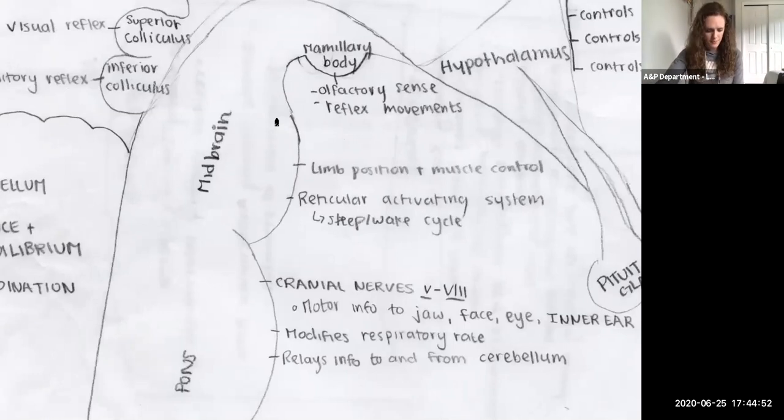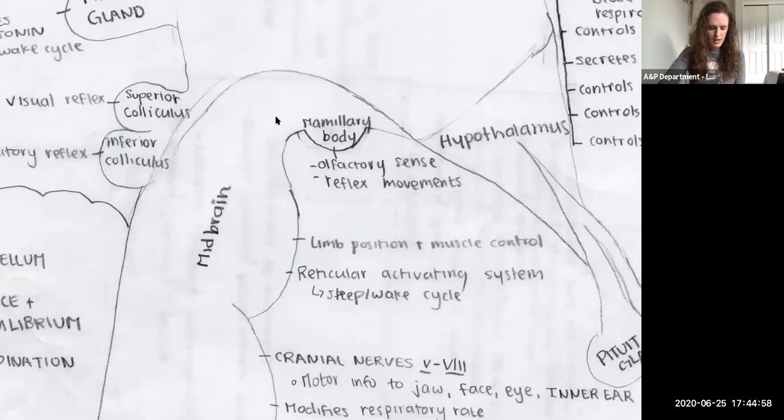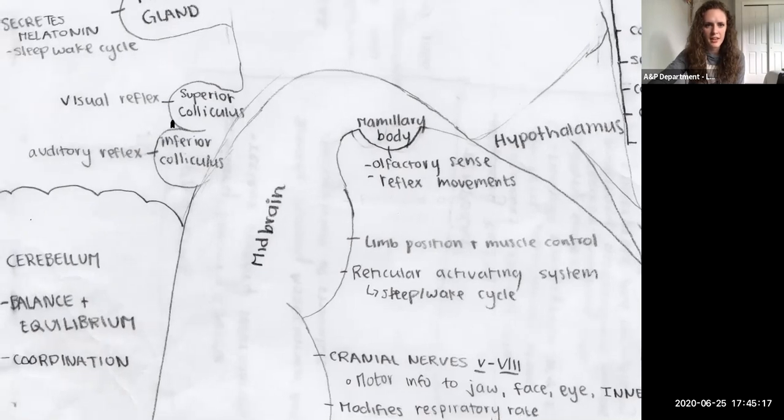Midbrain. It includes your superior colliculus, inferior colliculus, this midbrain, and then your mammillary body. So like all of this is midbrain. Okay, so your midbrain, your superior colliculus is your visual reflex, while your inferior colliculus is your auditory reflex.